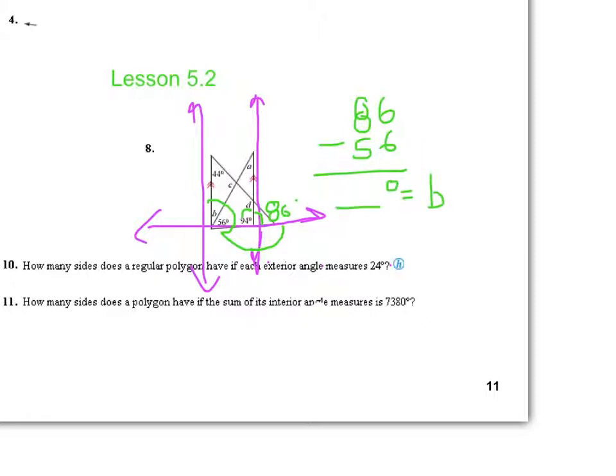The measure of angle B will be equal to the measure of angle A. These two angles are alternate interior angles. If I was to put my transversal here through the figure, B would be on one side and A would be on the alternate side of that transversal.